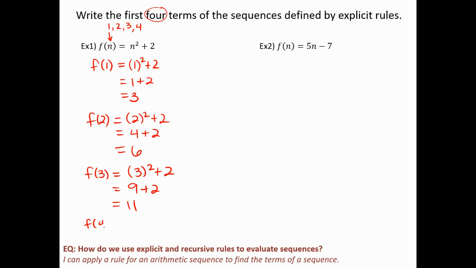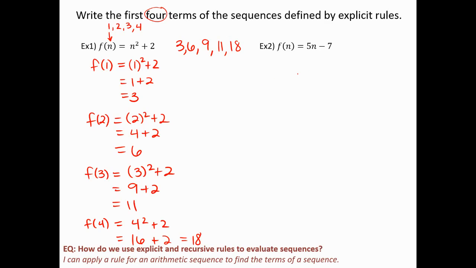My last one, I plug in 4. And I get 4 squared is 16 plus 2. I'm going to sneak it in here, is going to be 18. So the first 4 terms of my sequence are 3, 6, 9, 11, and 18. So there we go. That was a little weird. 1 squared, 2 squared. Sorry, just for a second. Hold on.